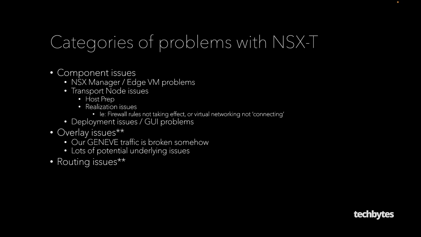Now, the other one we're also going to spend a lot of time with is routing issues. So ultimately, the most common symptom is, I can't talk to anything outside of NSX. And when I say I'm becoming a VM and no longer a human being.